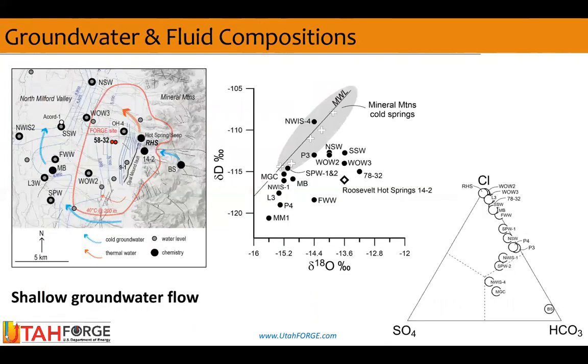A number of wells have been drilled around the JTAHFORGE site. Some are used for geothermal production at Roosevelt Hot Springs to supply the Blundell power plant. Others are used for groundwater supply in the central part of the North Milford Valley. These wells are all marked on the map on the left, and many of them have been sampled and fluids have been analyzed, and these permit characterization of groundwaters around the project area.